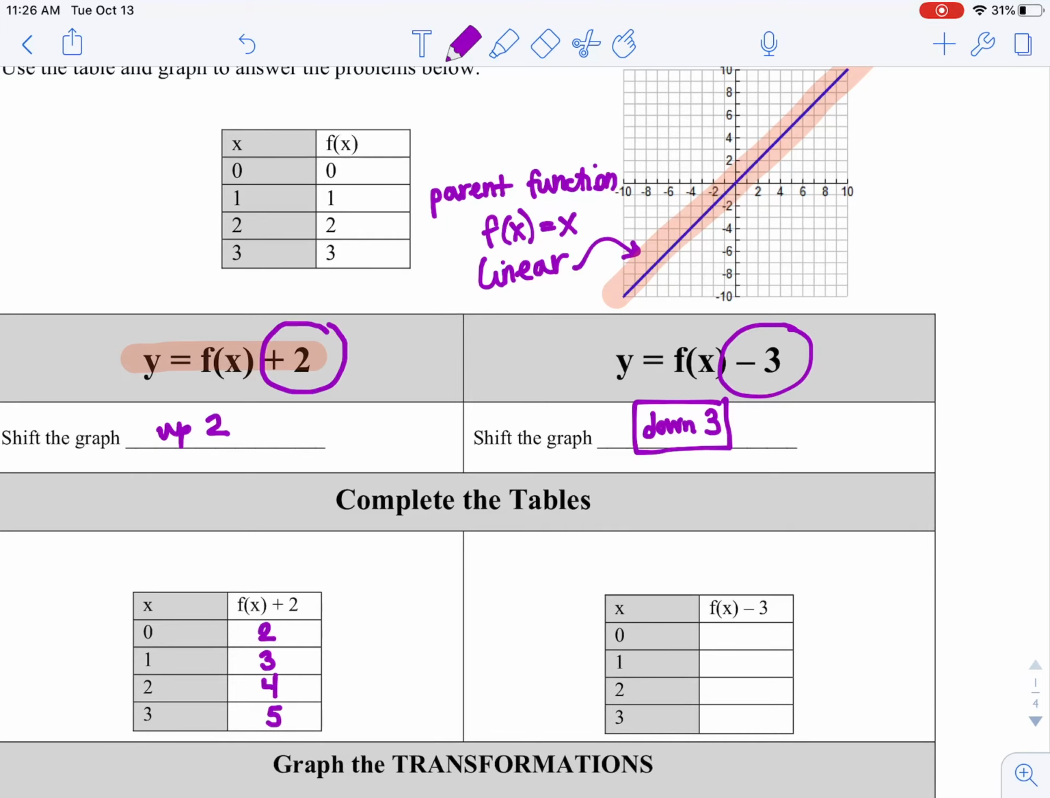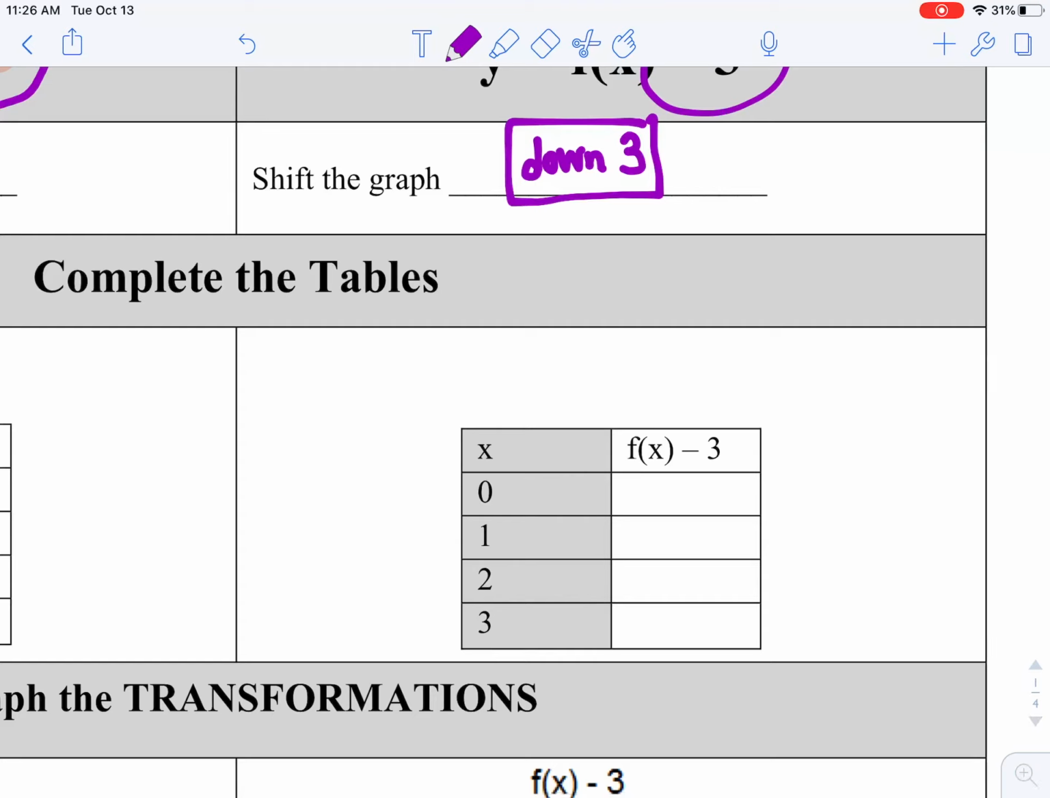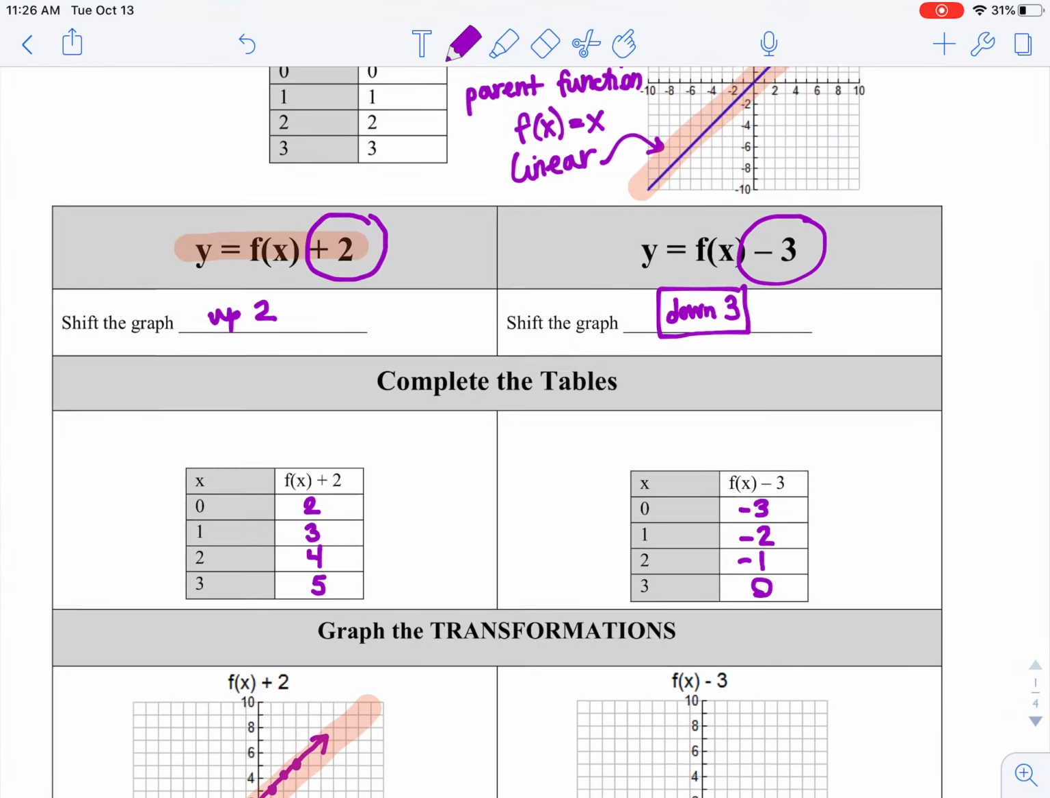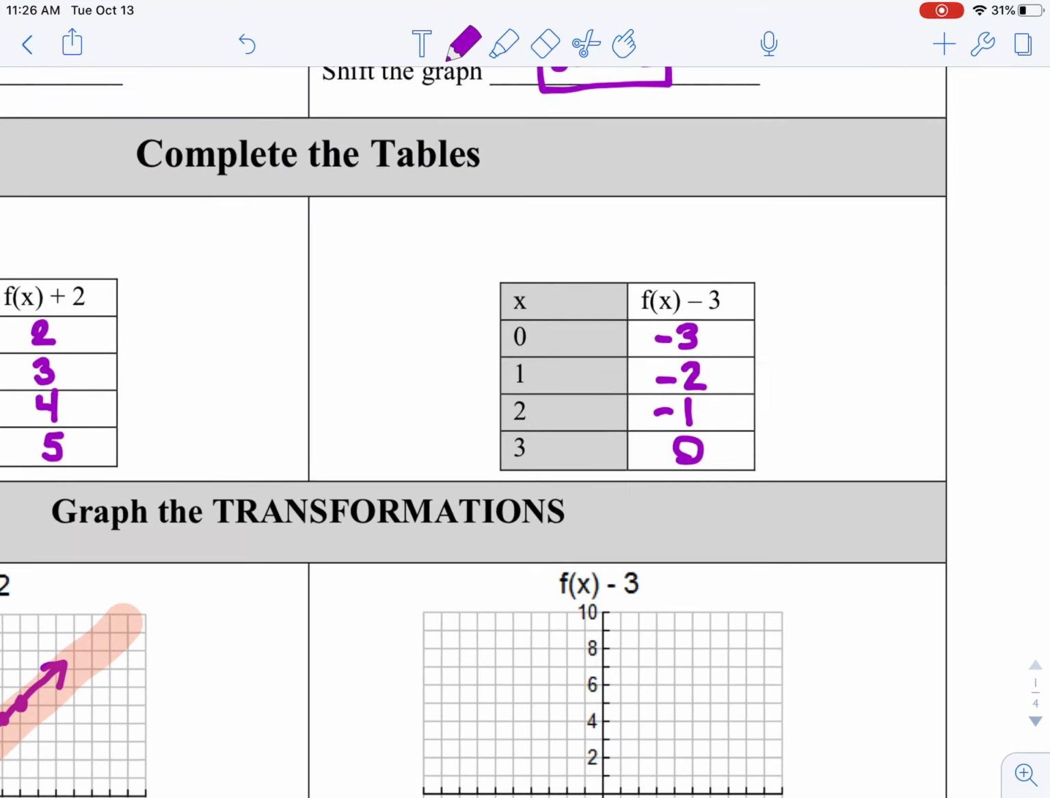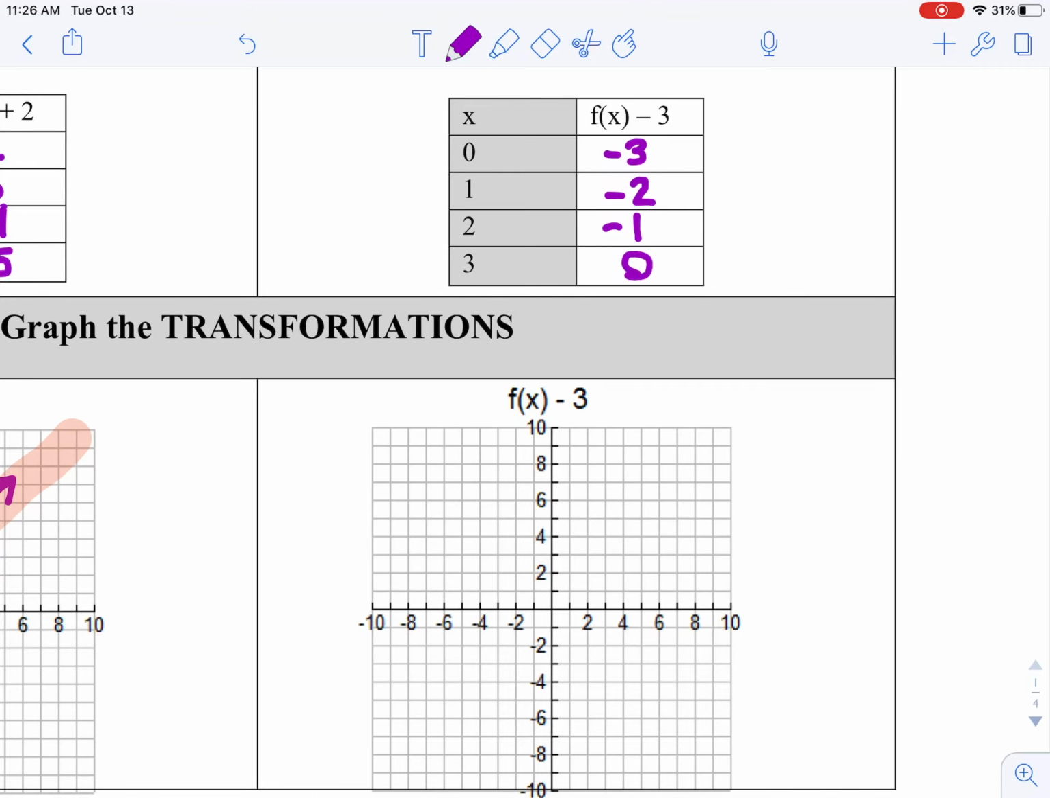Then we will fill out our table. So we are using the original f of x values and minusing 3. So I have -3, 1 minus 3 is -2, 2 minus 3 is -1, and 3 minus 3 is 0. And now we're able to plot those points. So my points are (0, -3), (1, -2), (2, -1), (3, 0). And I can draw a line here to create my new function, my new graph.